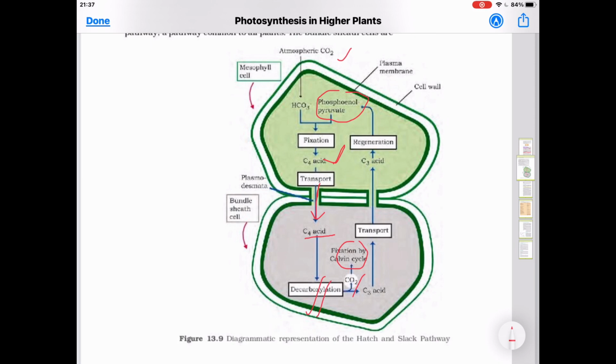A 5-carbon compound combines with carbon dioxide. A 6-carbon unstable compound is formed, which then breaks into PGA. The same process of the Calvin cycle occurs. After release of carbon dioxide from the C4 acid, what is left? The C3 acid is left. The C3 acid again comes into the mesophyll cell, that is pyruvic acid, which changes into phosphoenol pyruvate, the starting compound.